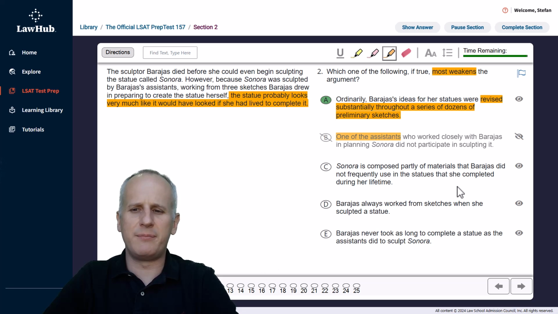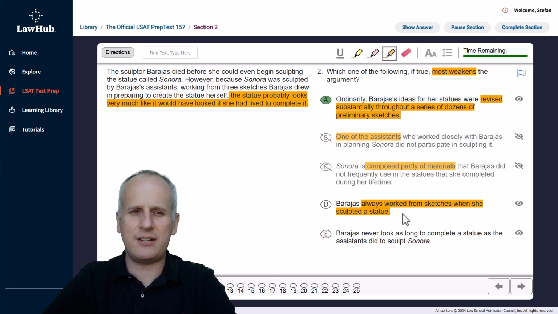Sonora is composed partly of materials that Barajas did not frequently use in the statues that she completed during her lifetime. Okay, composed partly of materials, like 1%, 20%, 90%. I have no idea. I've got more questions than answers from this choice, so I can eliminate it for needing additional information as well. Then choice D, Barajas always worked from sketches when she sculpted a statue.